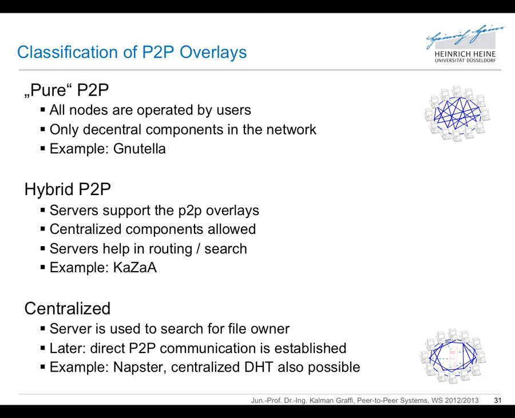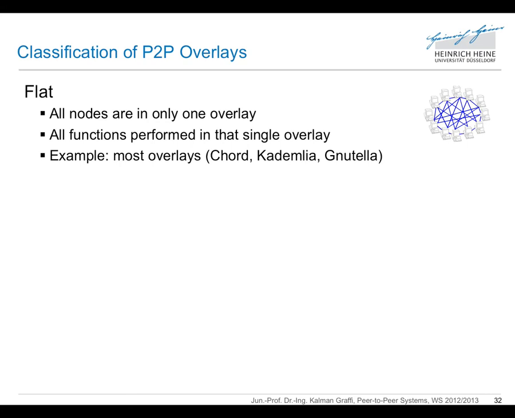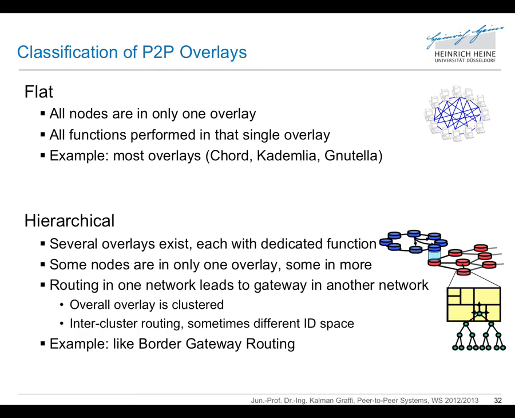Most of the overlays that we look at are pure. New classification: flat and hierarchical. A flat overlay means that you have all nodes in one overlay. That means all nodes have the same protocols, there's only one kind of routing, one kind of data storage, so it's nothing complex. You see the difference more when we look at hierarchical overlays.